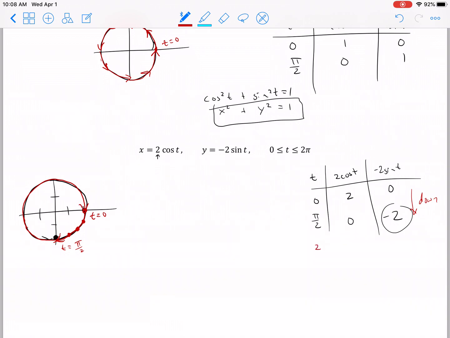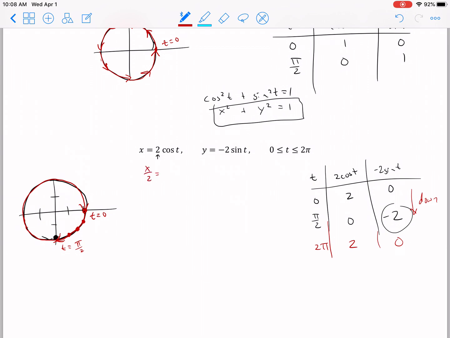because if we plug in 2 pi, what do we get? Cosine of 2 pi is 1, so we get a 2 again, and the sine of 2 pi is 0, so we end up with a 0 again. So it takes us right back around to where we started. Now how do we turn this into a function? Well, we start solving for it.